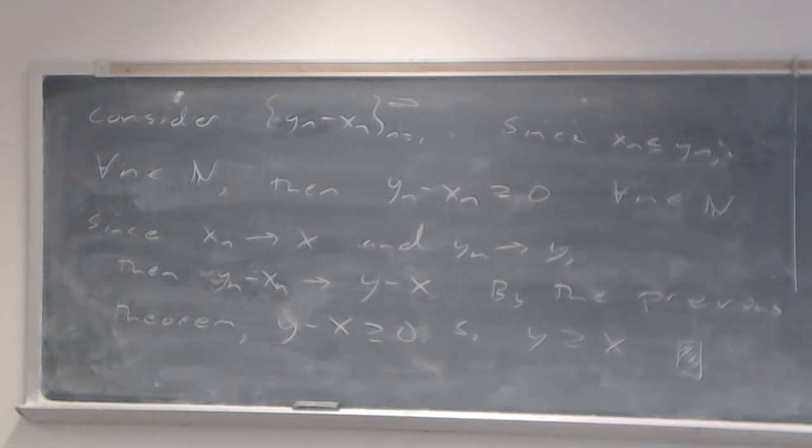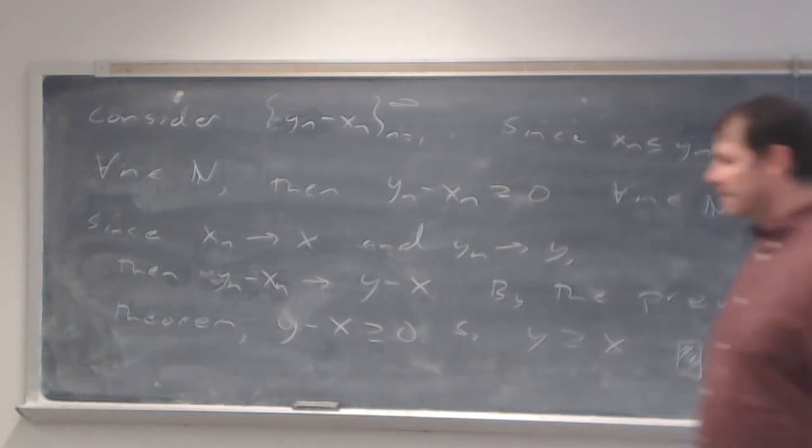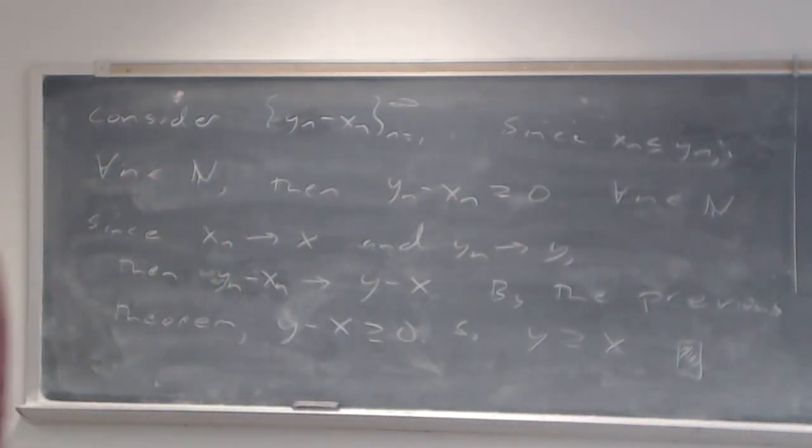Is that okay with everybody? It makes a lot of sense. I mean, you've got one sequence that's always bigger than the other one. Both of them converge. What the bigger sequence converges to has to be bigger than or equal to what the smaller sequence converges to. That's all that's being said.